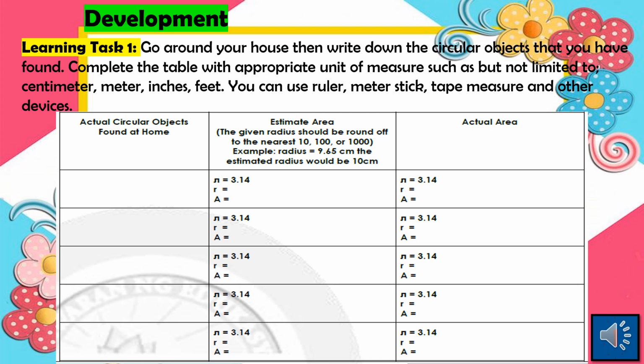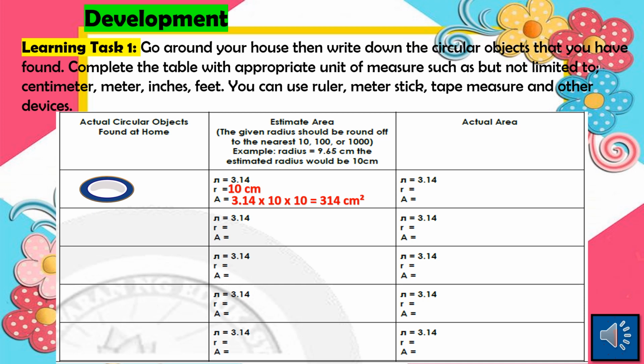Okay, so let us now answer learning task 1. So here are my examples. On the first one, we have the plate. For the plate, pi is 3.14, so that is constant. For example, if the radius of the plate is 10 centimeter, the area will be 3.14 times 10 times 10, which equals 314 square centimeter.